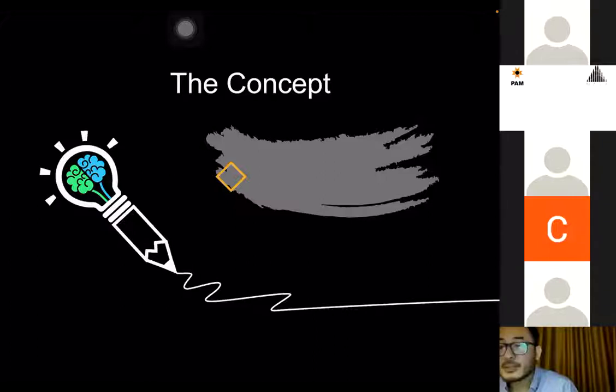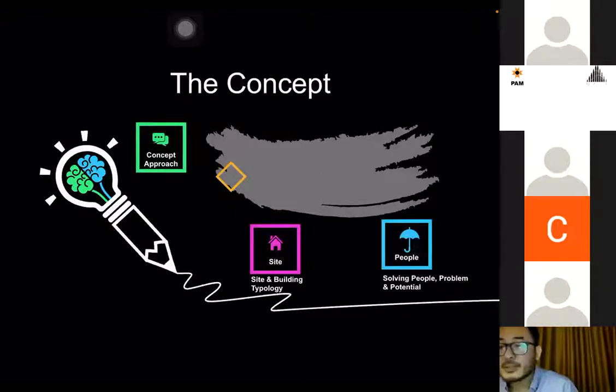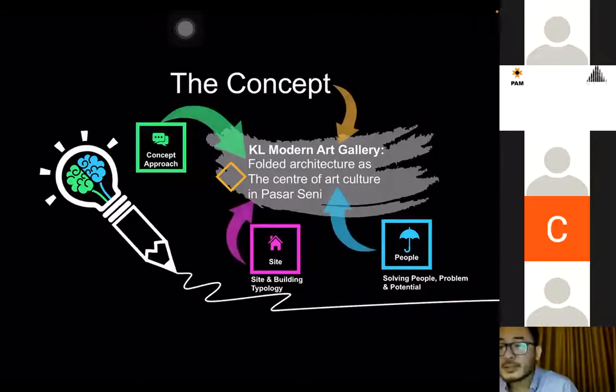Okay, so now we have already gone through all three parts of the concept. Let's conclude this. We have concept approach, we have site and building typology, and then people, where you have to solve the problems and potential. So, example, KL Modern Art Gallery, folded architecture as center of art culture in Pasar Seni. This is an example of a proposal. But behind this, these words are not just words, not just making it look cool, but the whole thing is what I call the concept, the complete concept.